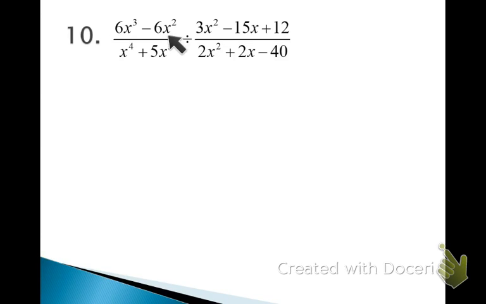6x squared. Good. So yesterday, a few people forgot that your GCF sometimes is just a variable piece. For example, in this denominator, what's our GCF? X cubed. Okay, so just be aware of that. Sometimes your GCF will only be a variable part.